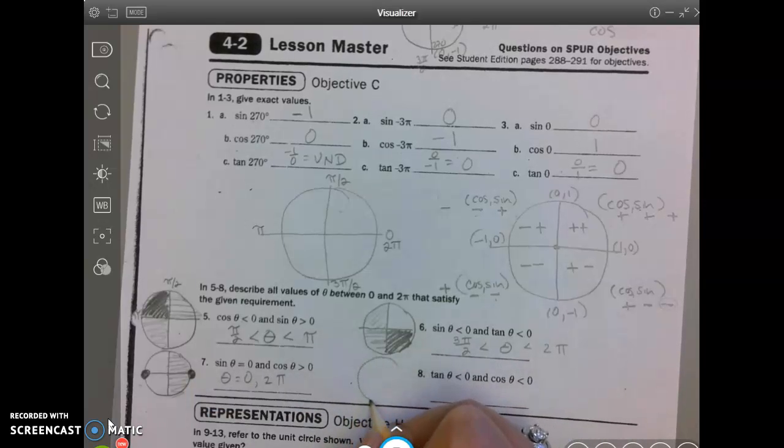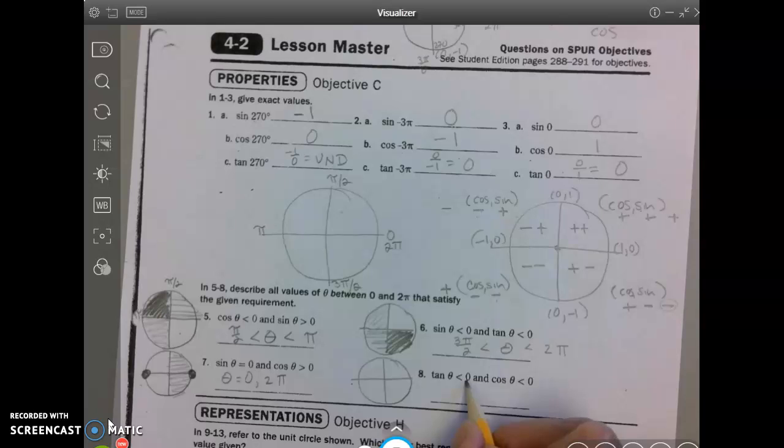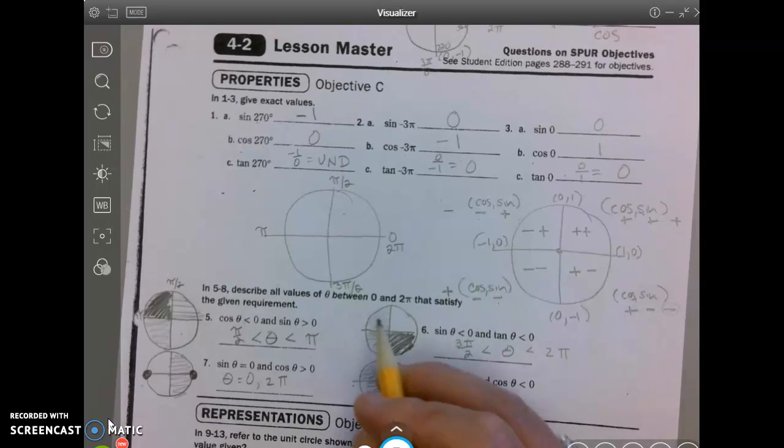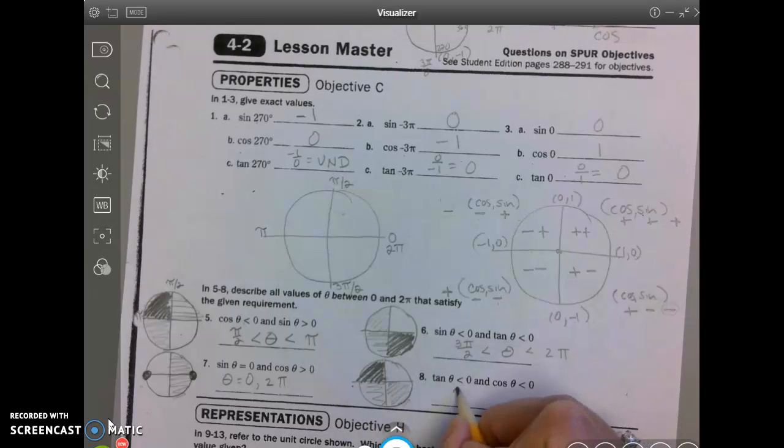All right, number 8. Where's the tangent negative? Because that's less than 0. That's in these diagonal quadrants. Where's the cosine less than 0 or negative? Cosine is negative here and here on the left side. So my overlap is right here, starting at pi over 2 and ending at pi.